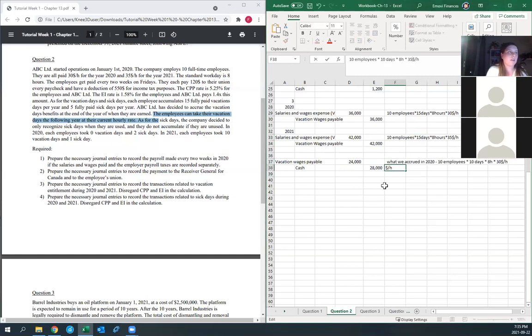Now our debit and our credit are not the same. There's a 4,000 missing, and you're just going to put it in your salaries and wages expense account. So you plug it here, and now your transaction is going to balance.